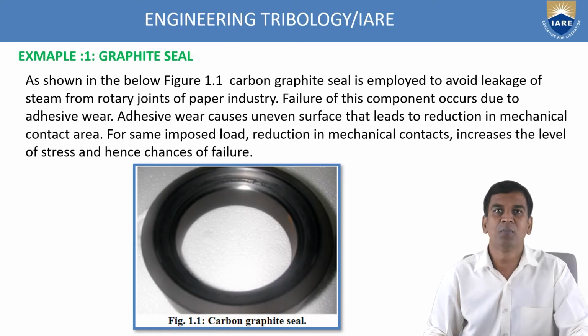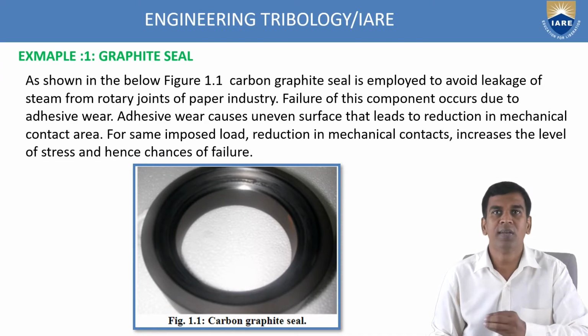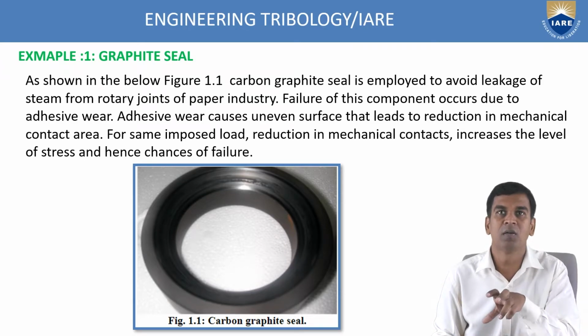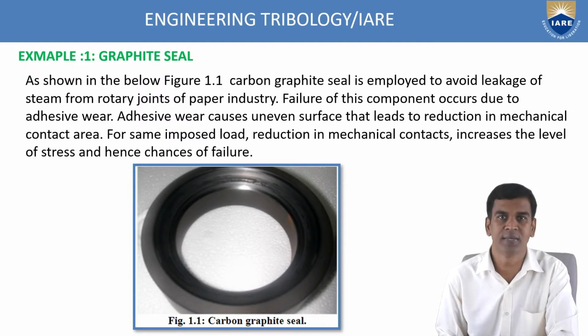You can see the example over here. Here, a graphite seal is there. A carbon graphite seal is employed to avoid the leakage of steam from rotary joints in the paper industry. These components failed due to adhesive wear. If you had the knowledge of adhesive wear, which is a component of engineering tribology, you might have avoided this type of failure. Due to adhesive wear, uneven surface will lead to reduction in the mechanical contact area.